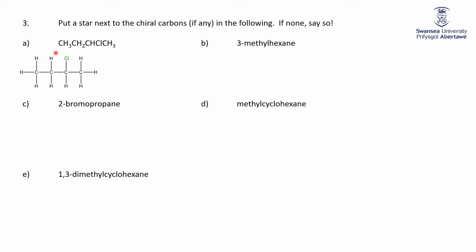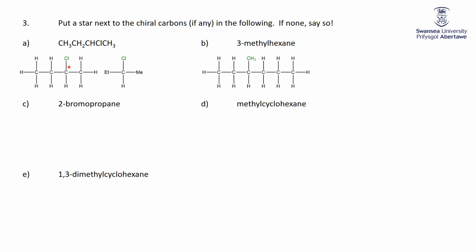So the first one there, CH3, CH2, CHCl, CH3. Looking at this, the only possibly interesting carbon might be this one right here. That's got a hydrogen, chlorine, and 2 carbons on it. All the other ones have at least 2 hydrogens on them. So let's expand that out. Carbon's got a chlorine and a hydrogen. This group over here is an ethyl group, 2 carbons. This group over here is a methyl group, 1 carbon. So we can see that indeed this carbon has got 4 different groups attached to it. So it would be a chiral carbon.